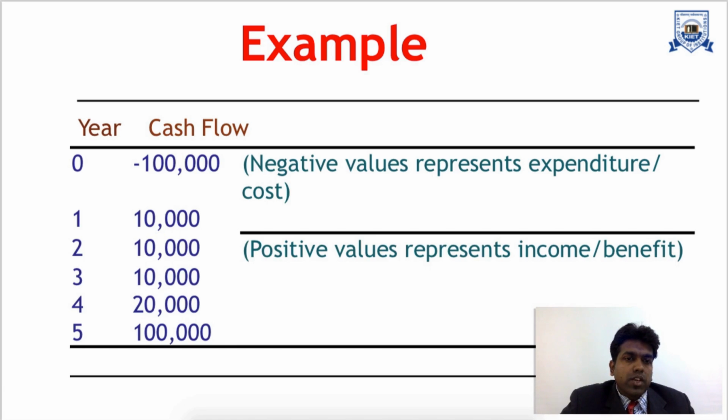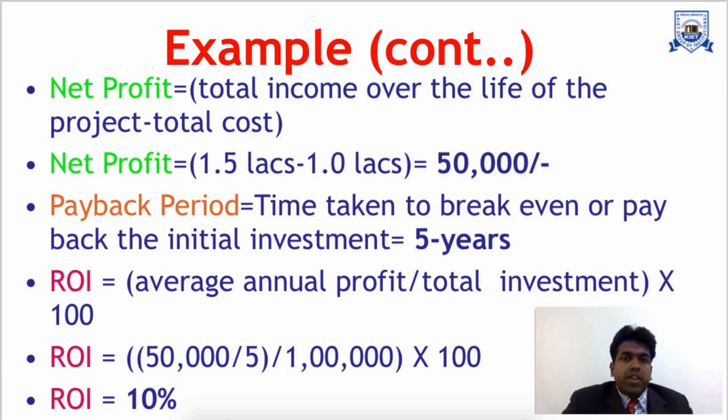So till the fourth year, the benefit was not enough, only 50,000, and the cost involved was 1 lakh. That 50,000 is still there, and in the fifth year we are getting 1 lakh. So basically in the fifth year the income or benefit was coming. So this payback period will be 5 years.